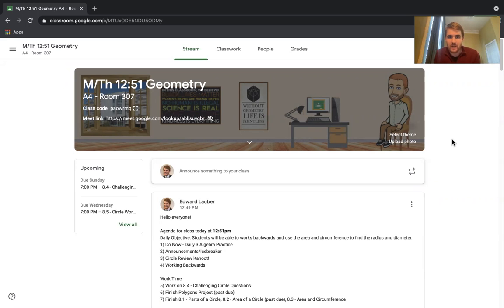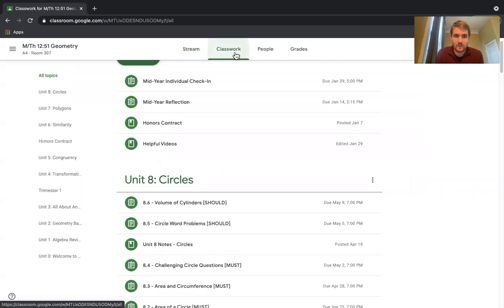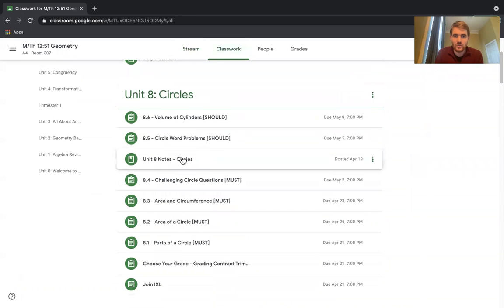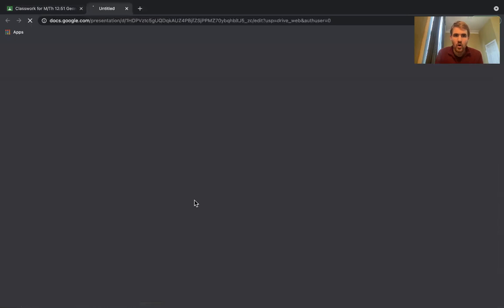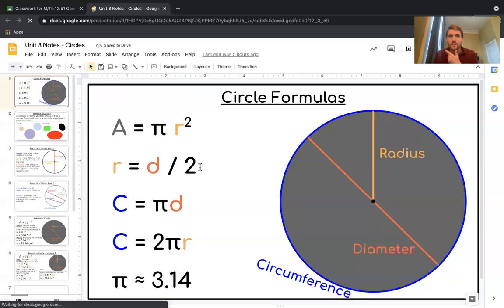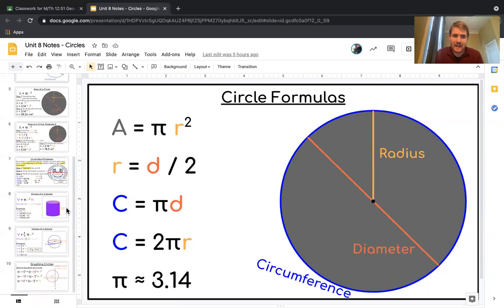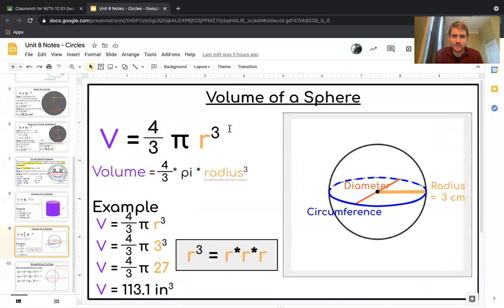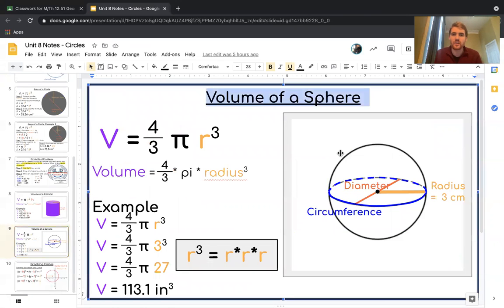Today, we're going to be talking about how to find the volume of spheres. Now, if you are looking for some of the information in this video, the place I would recommend you go first is to the classwork tab, scroll down, find the Unit 8 notes. They have a different symbol because it's not an assignment. Unit 8 notes, circles, click on that. Open up this slideshow. It's going to be a really helpful resource for you. For what we're doing in this video, we're going to be looking specifically at slide 9, volume of a sphere.